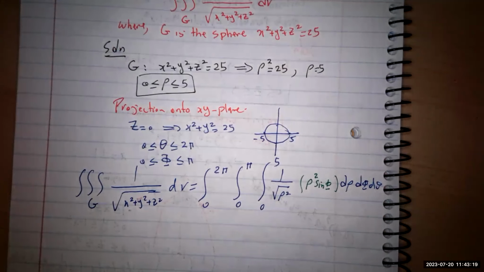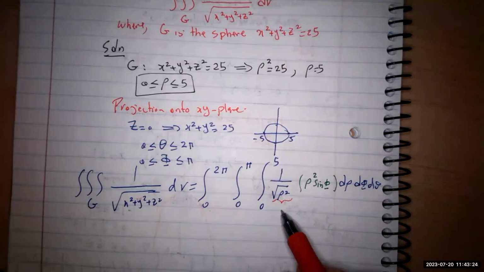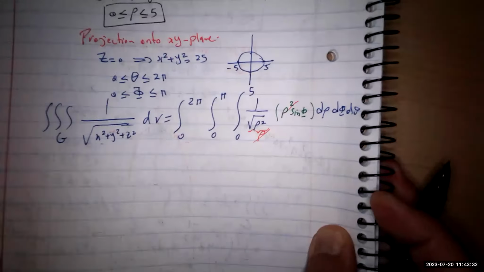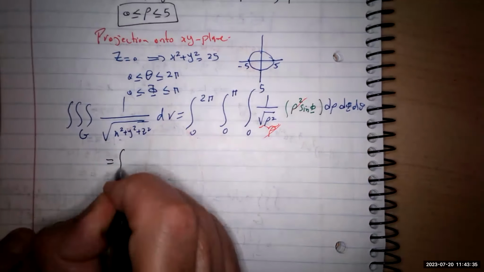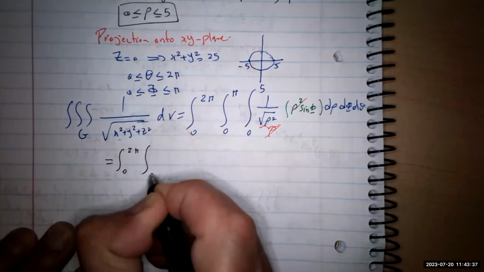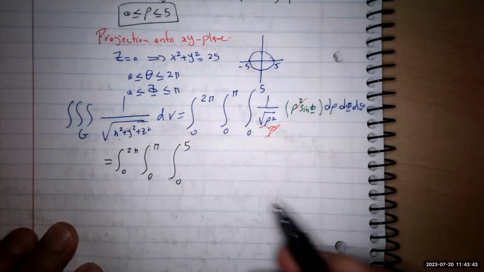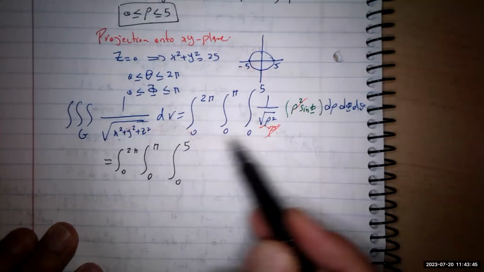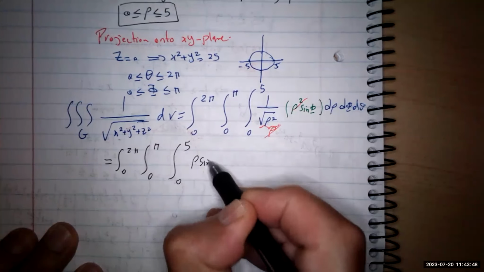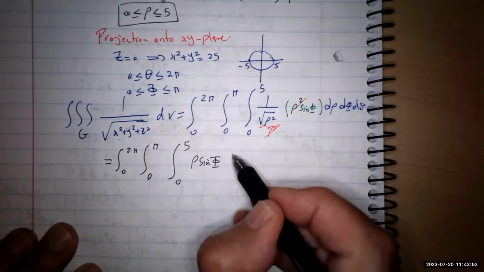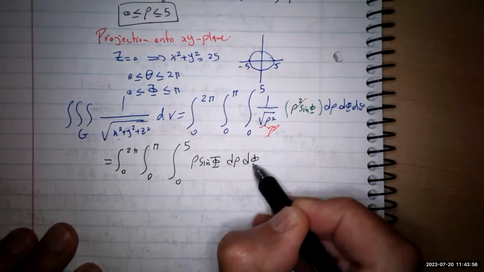Okay, so we simplify it. This is going to be simply rho, and one of them would cancel out. So we end up with this integral: 0 to 2 pi, 0 to pi, 0 to 5. The leftover is just one rho on the top, rho sine of phi, and the d rho d phi d theta.